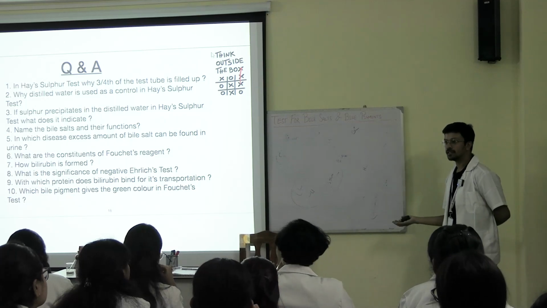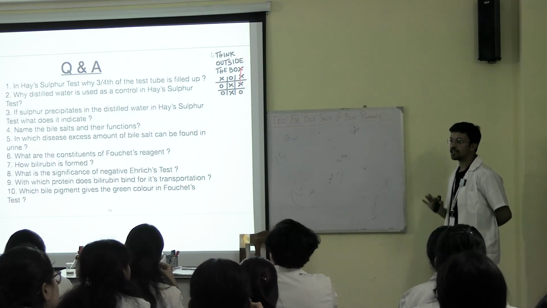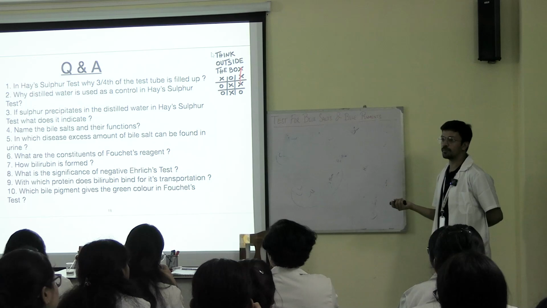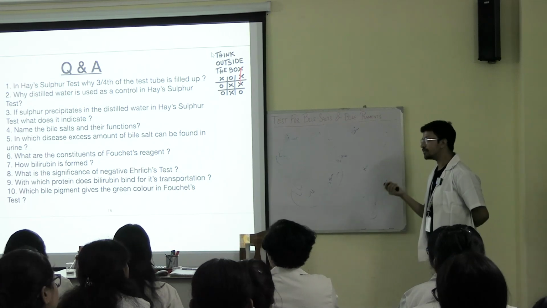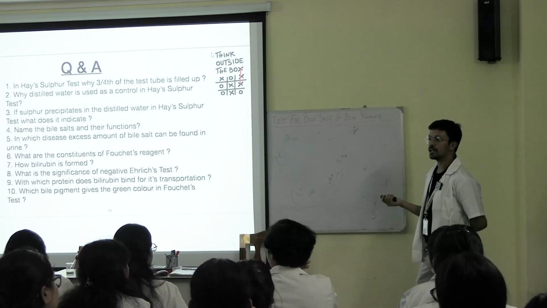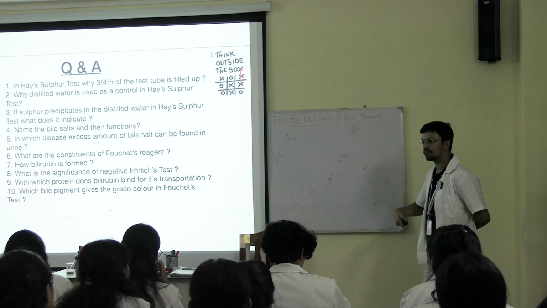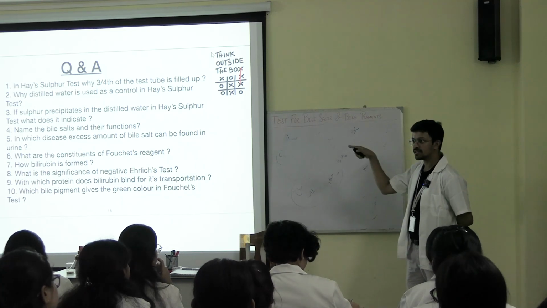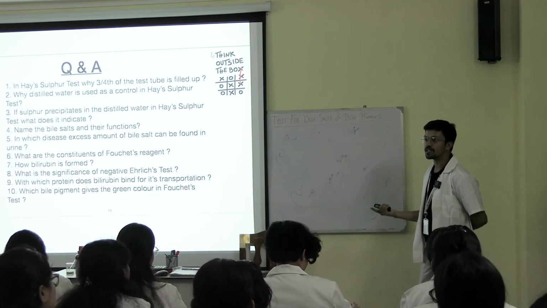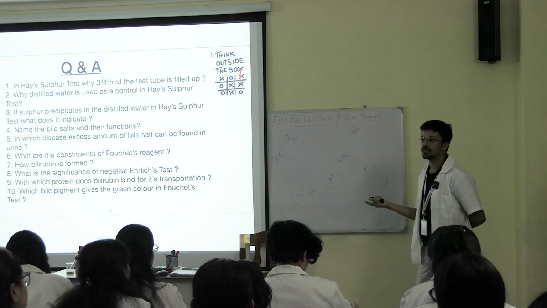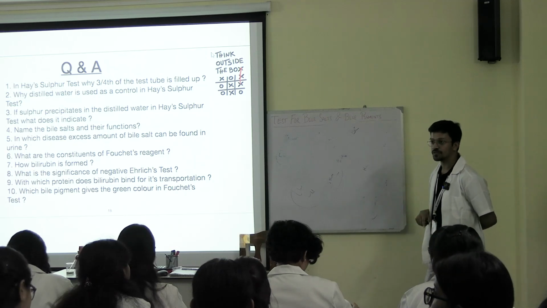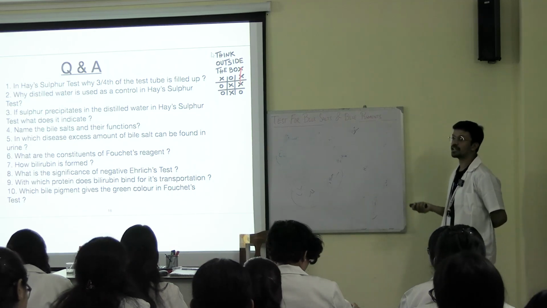Urobilinogen is not there. Are you understanding? If the urobilinogen is not there, then only the test will be negative, right? If the urobilinogen is not there, means the bilirubin is not coming from the bile duct. Some obstruction is there. So if the obstruction is there, which type of jaundice is it? Obstructive jaundice. So that is the significance of the negative Ehrlich test.